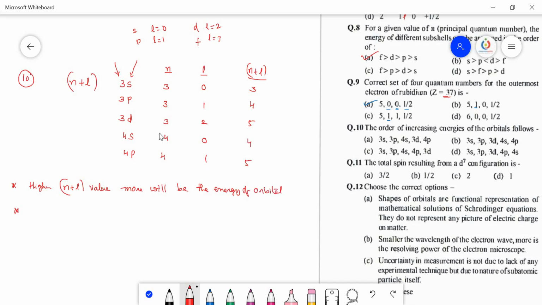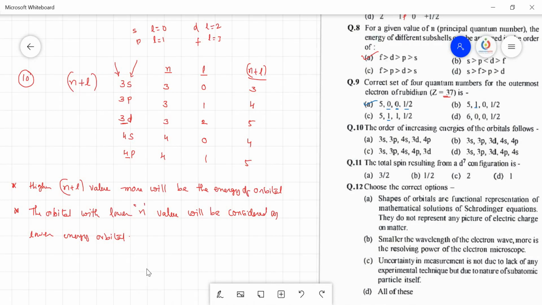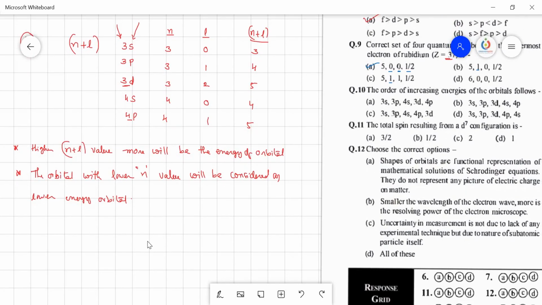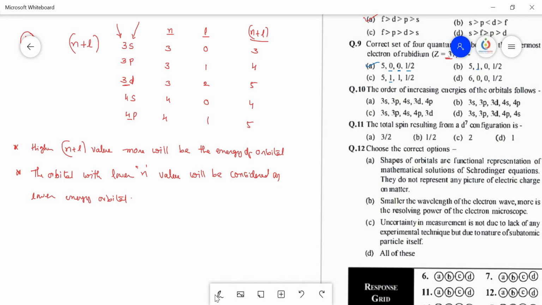If any two orbitals have the same n plus l value, in such cases the orbital with the lower n value will be considered the lower energy orbital. According to the Aufbau principle, electrons first enter the lower energy orbital, and they enter the higher energy orbital only after completely filling the lower energy orbital.